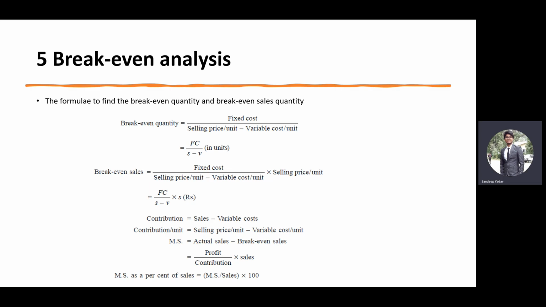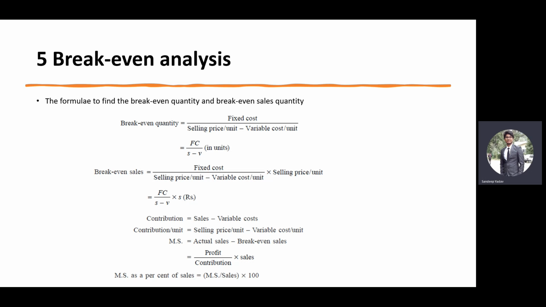Now coming to the break-even analysis formulas. The break-even quantity can be calculated as fixed cost divided by selling price per unit minus variable cost per unit, that is FC divided by S minus V. And break-even sales will be fixed cost divided by selling price minus variable cost, and the whole thing we have to multiply by the selling price, because we are calculating the break-even sales. These are the quantities, these are the sales. The only difference is that we have to multiply by the selling price.